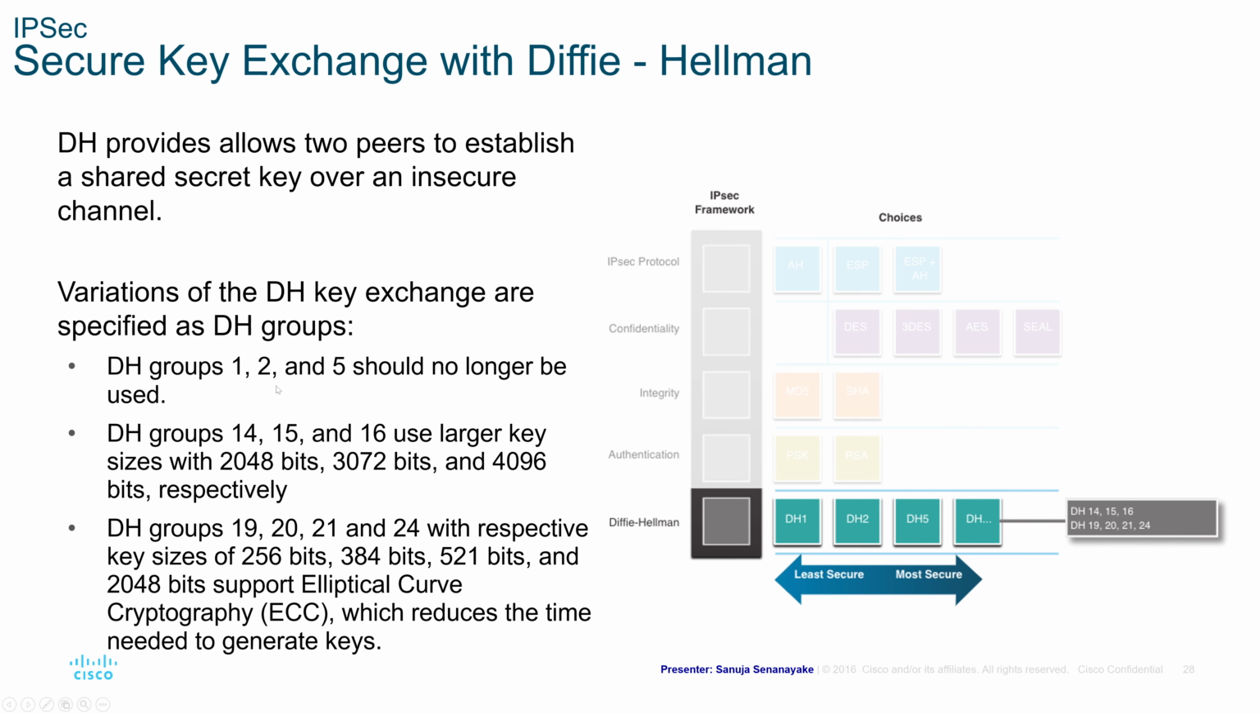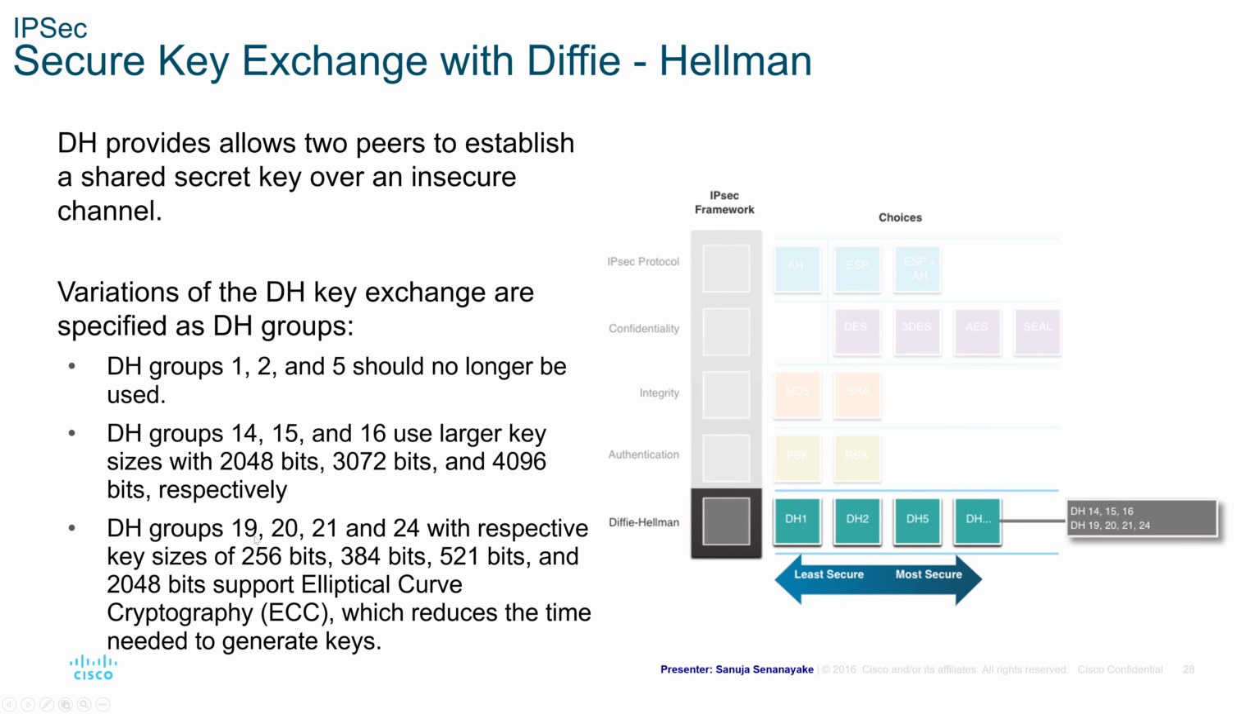So the DH groups 1, 2 and 5 should no longer be used because they are considered insecure by now. But the DH groups 14, 15 and 16 use larger key sizes with 2048 bits, 3072 bits and 4096 bits respectively. So the DH groups 14, 15, 16 are more secure.